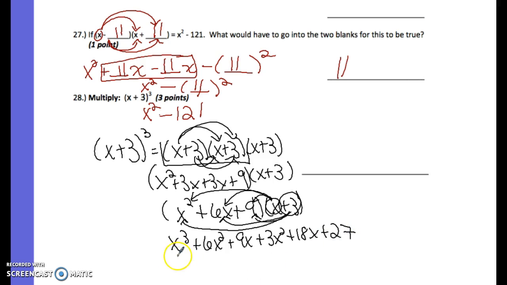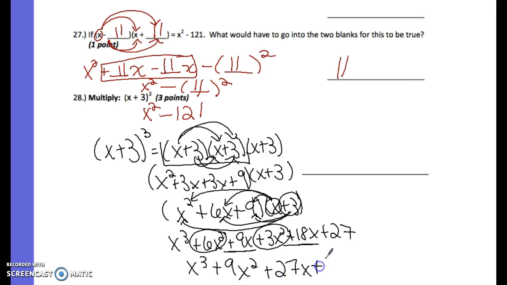Combine your like terms. There's only one x cubed. Positive 6x squared plus 3x squared is plus 9x squared. 9x plus 18x is plus 27x. And then last but not least, your constant of plus 27. So you get x cubed plus 9x squared plus 27x plus 27 as your final answer.